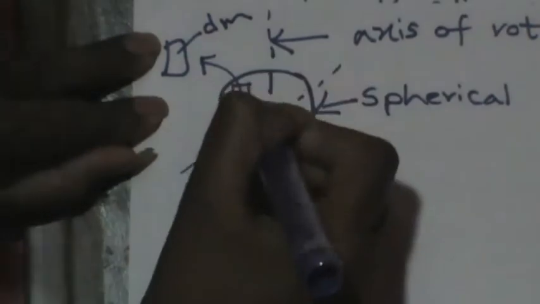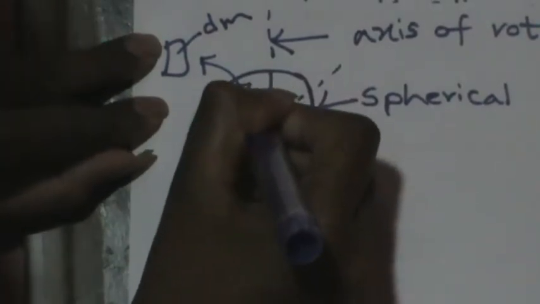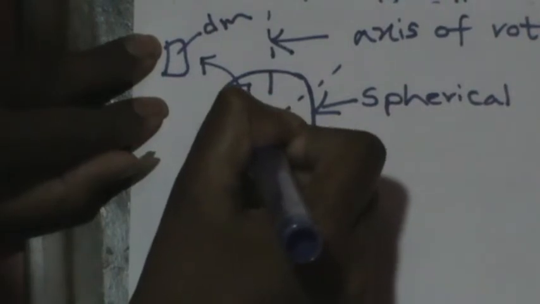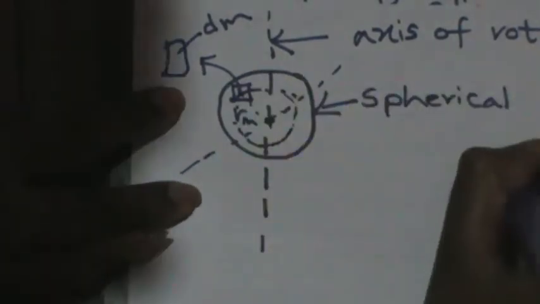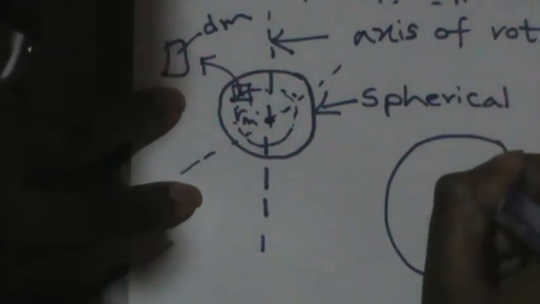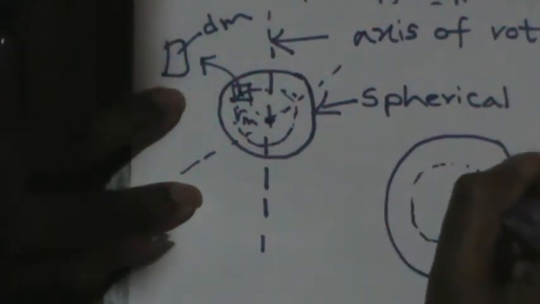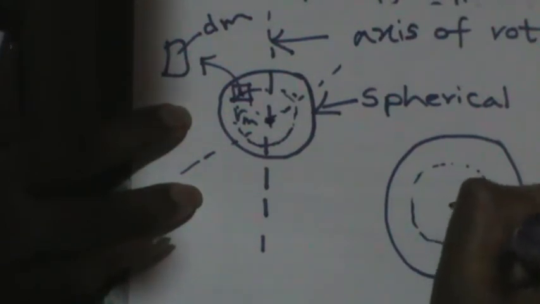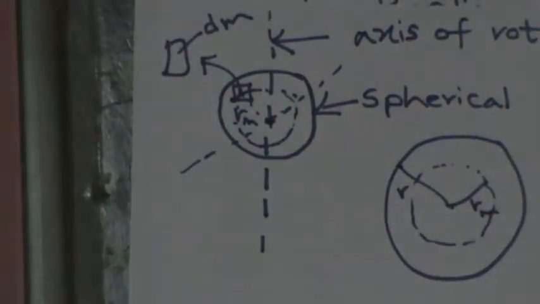It will be the same means, say I take a small part of this out. The mass in it is dm, and the distance between the center and the center of mass of this part is Rm. If you draw a circle with Rm, this is the spherical shape. This is R, the radius of the object, and this is Rm. This is the part that I selected, which has mass dm.